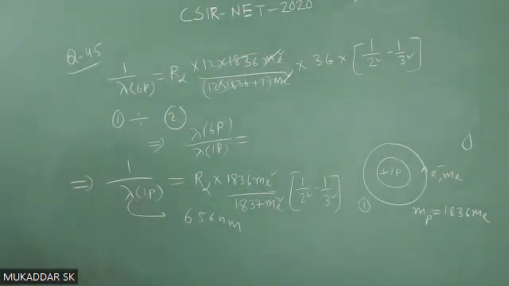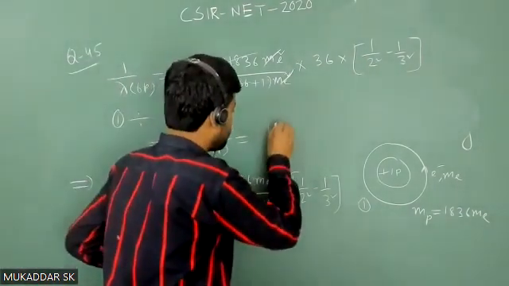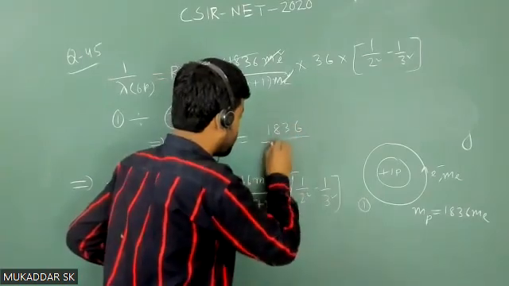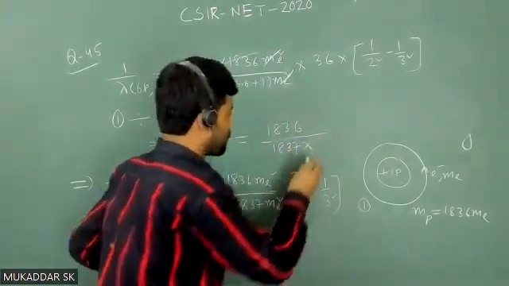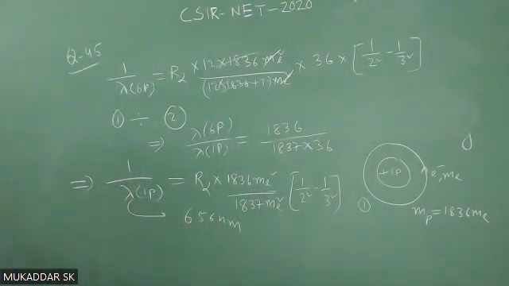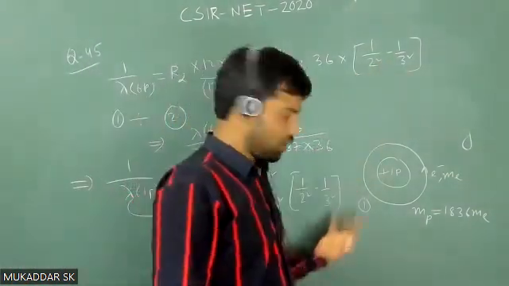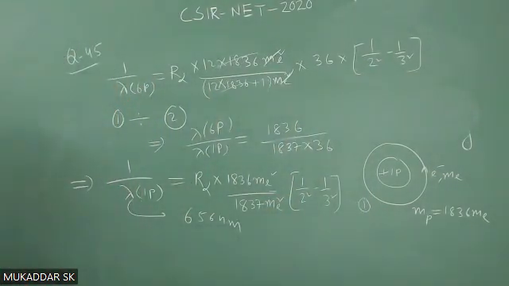You will have 1836 divided by 1837 into 36. If you simplify it, you will get this factor, 1836 divided by 1837 into 36, and everything else will also be cancelled, and all other parameters will be cancelled. This will be the remaining.